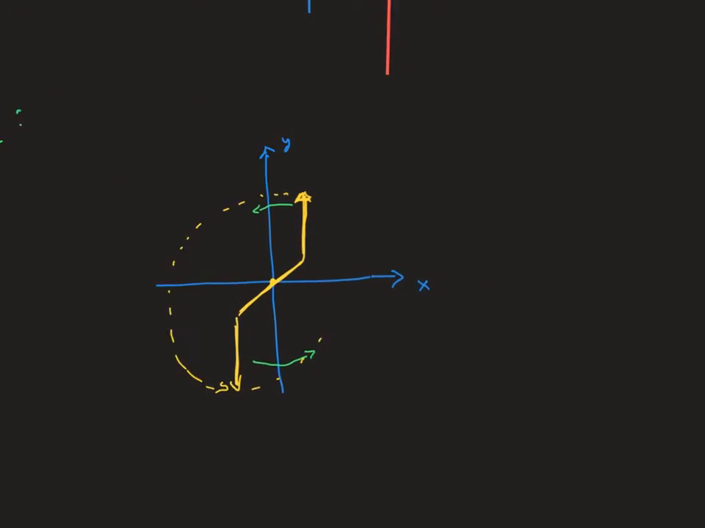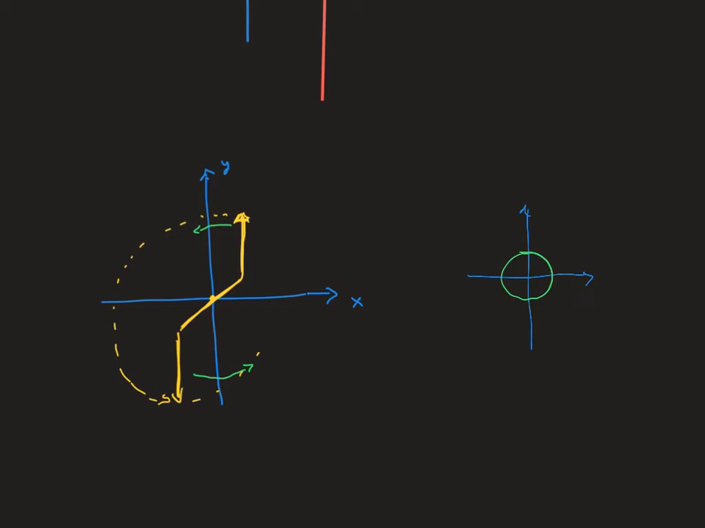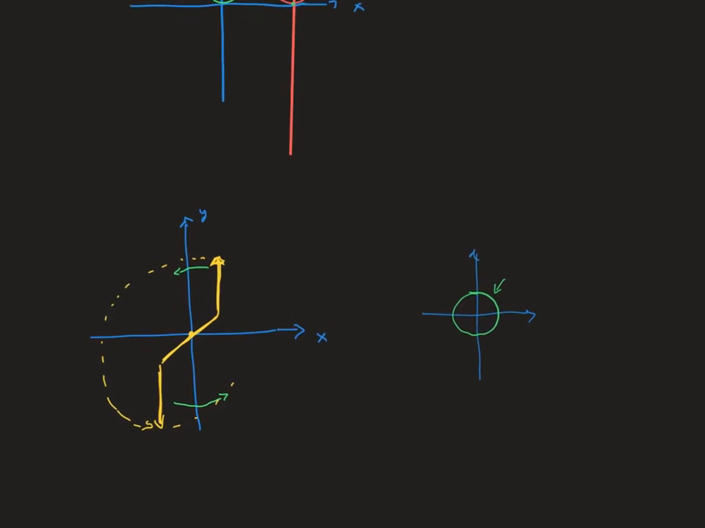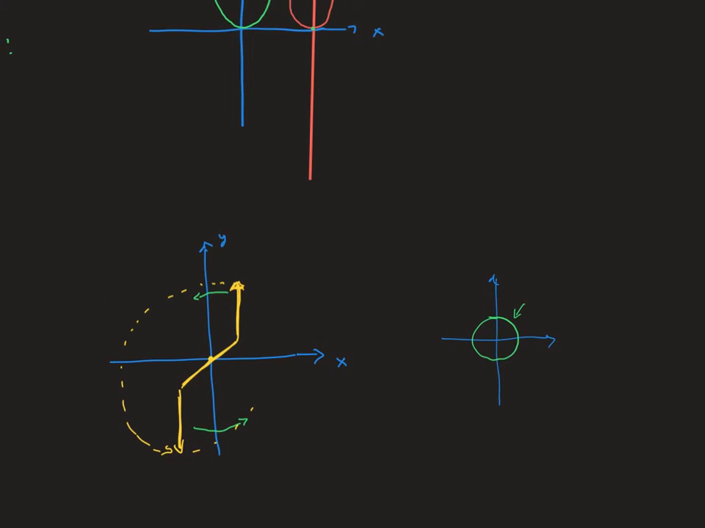So if I do some other examples here, a circle is actually going to be even, because it's a sort of unique item.